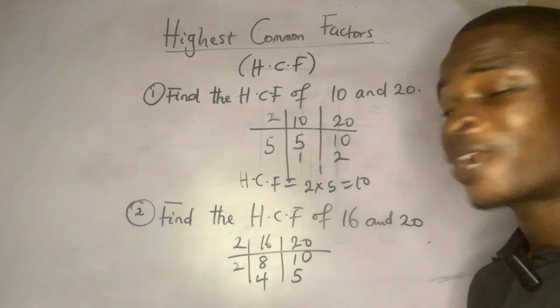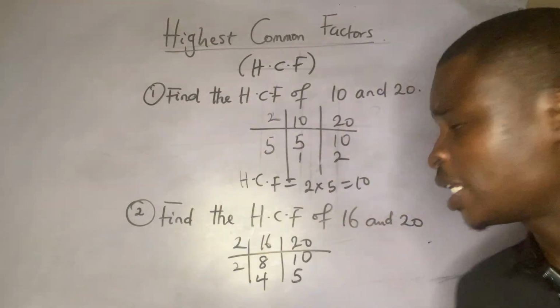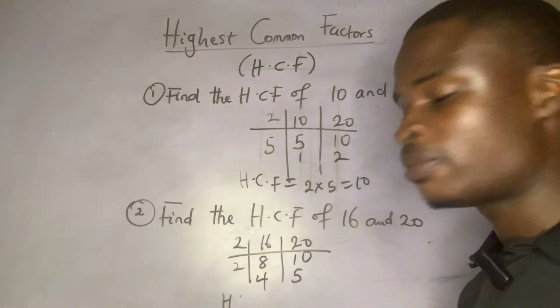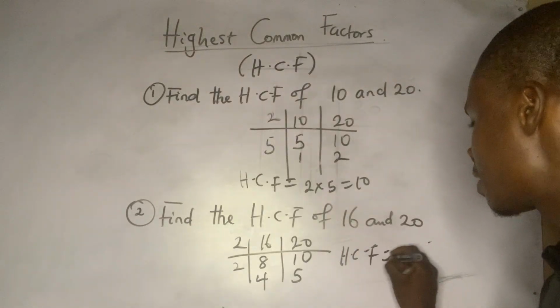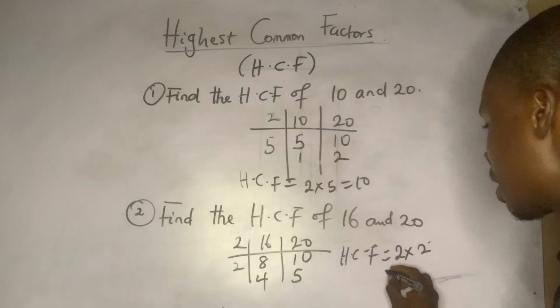No. Since there is no prime number that I can use to divide the two of them at once again, my HCF will be 2 times 2, and that is 4.